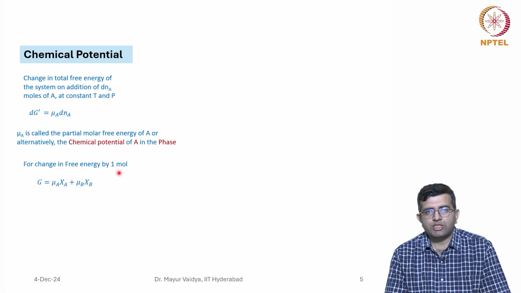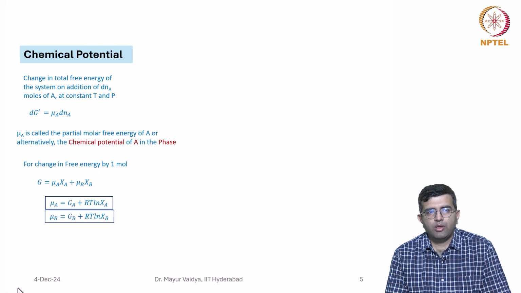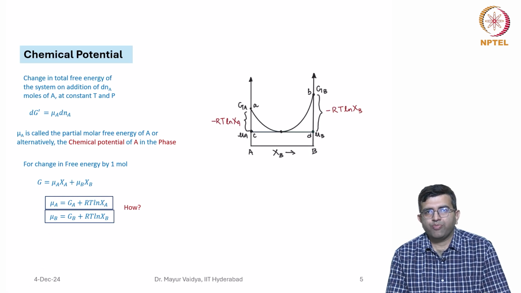So, if the free energy changes by 1 mole, then one can write G is equal to mu_A x_A plus mu_B x_B. You can try this out. There is a separate relation: mu_A is equal to G_A plus RT ln x_A, and mu_B is equal to G_B plus RT ln x_B. What essentially it means is that mu_A is dependent upon the composition. So, the more of element A, the higher will be mu_A.